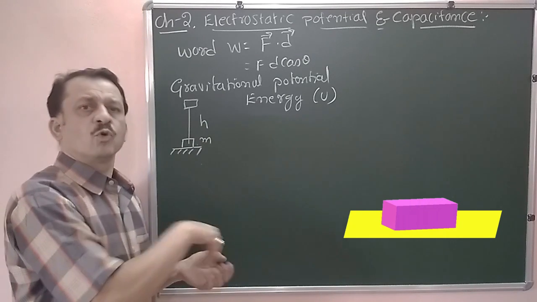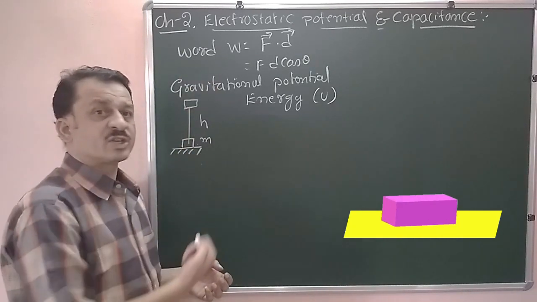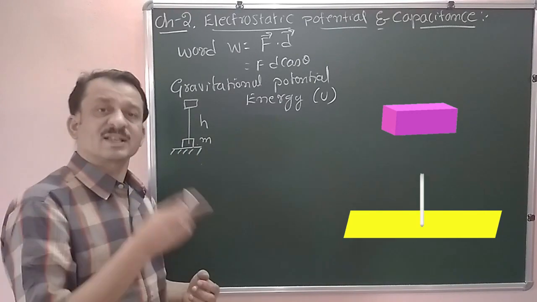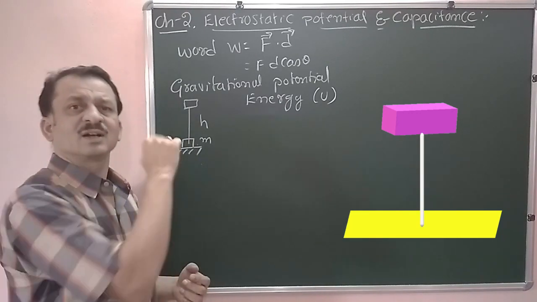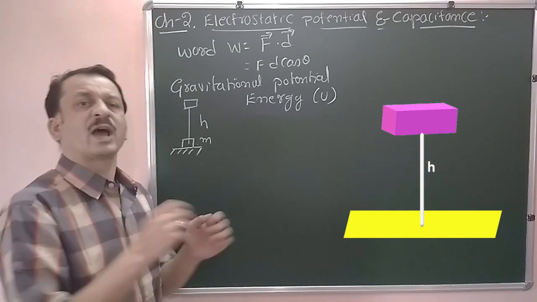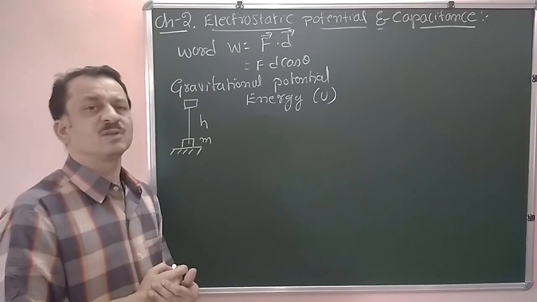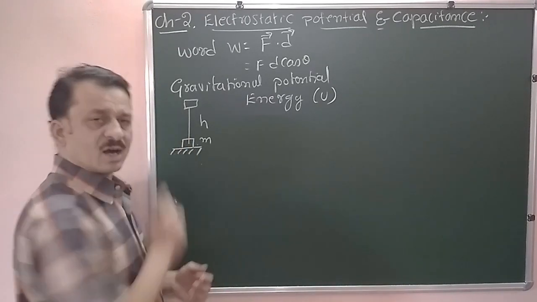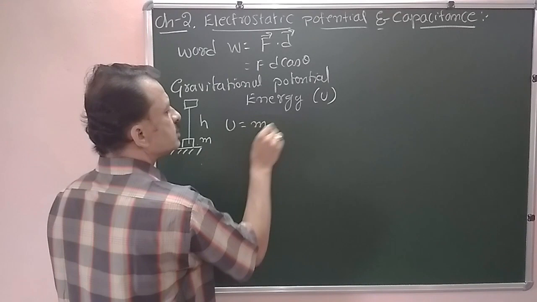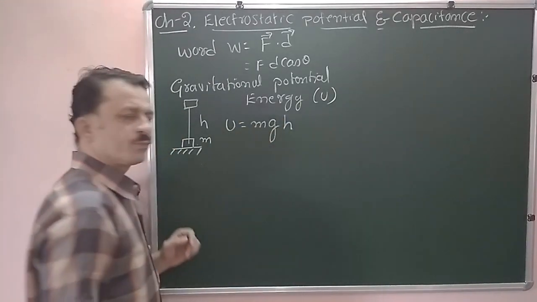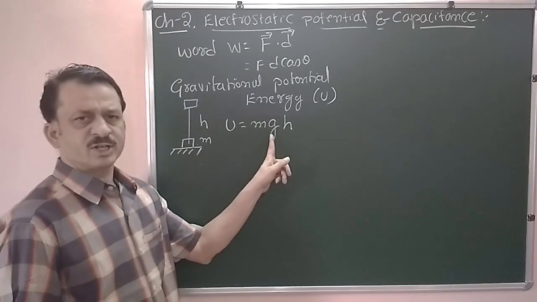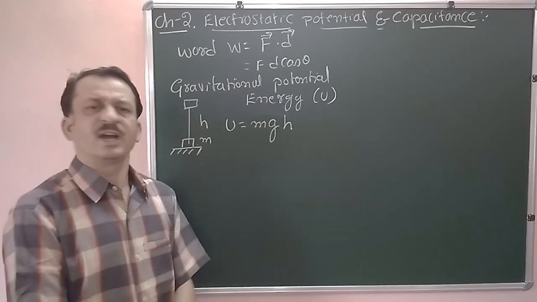Now we have applied a force against the gravitational pull. Now this force has done work on the object. This work done is stored as gravitational potential energy in the object. That gravitational potential energy stored in that object, which we have studied already, is given by force into displacement. Force is m into g and the displacement is height h.